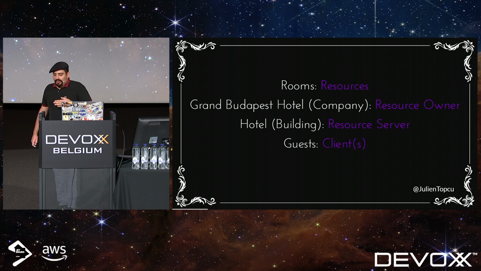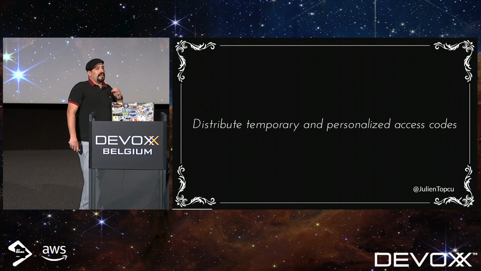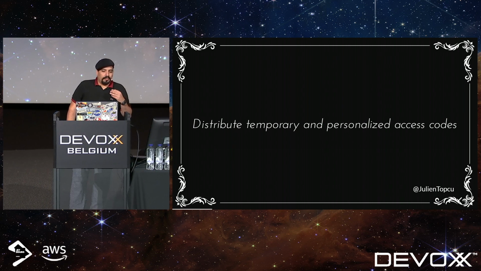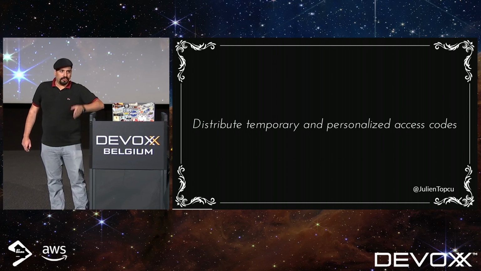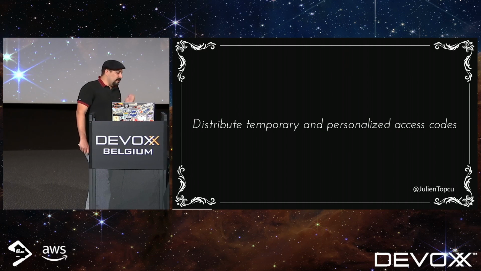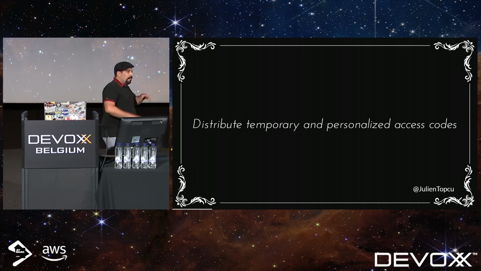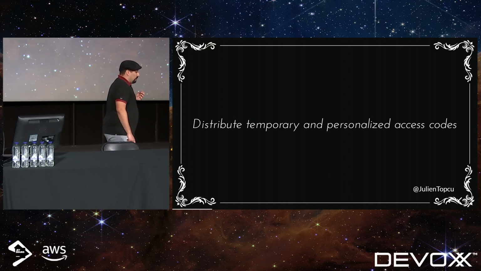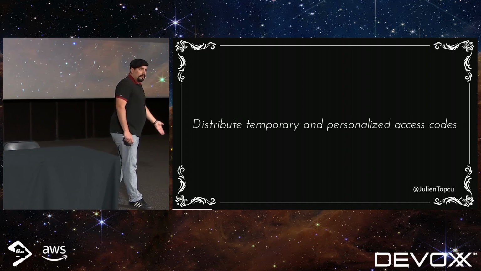So now to fix that revocation problem and that squatters problem, we will now distribute temporary and personalized accesses. So personalized means that each guest will have their own code to open the door. So if we need to revoke someone, it will be quite easy to do that without having any impact on the others. And temporary because we want that code to be no longer usable once the guest has checked out.